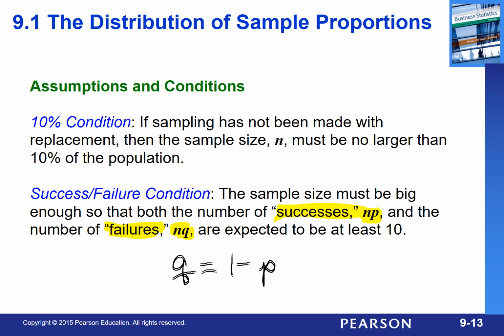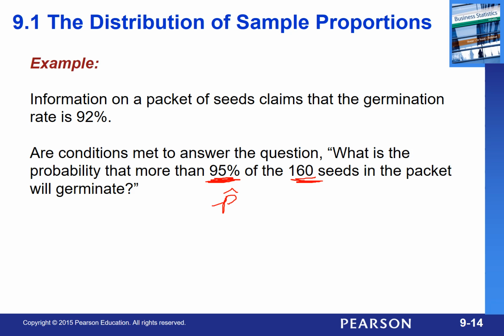Let's do an example. 95 is a p hat. It's a sample value out of 160 that we're interested in, not out of the true proportion.